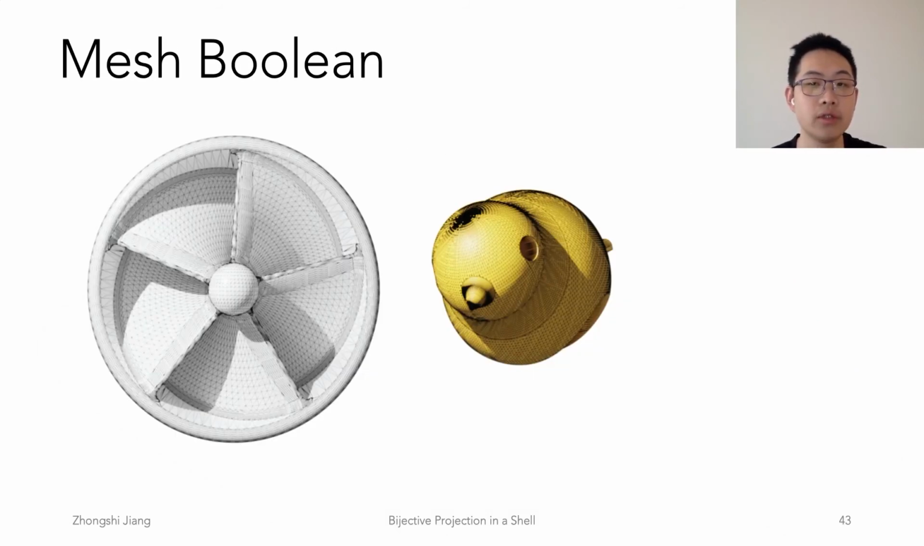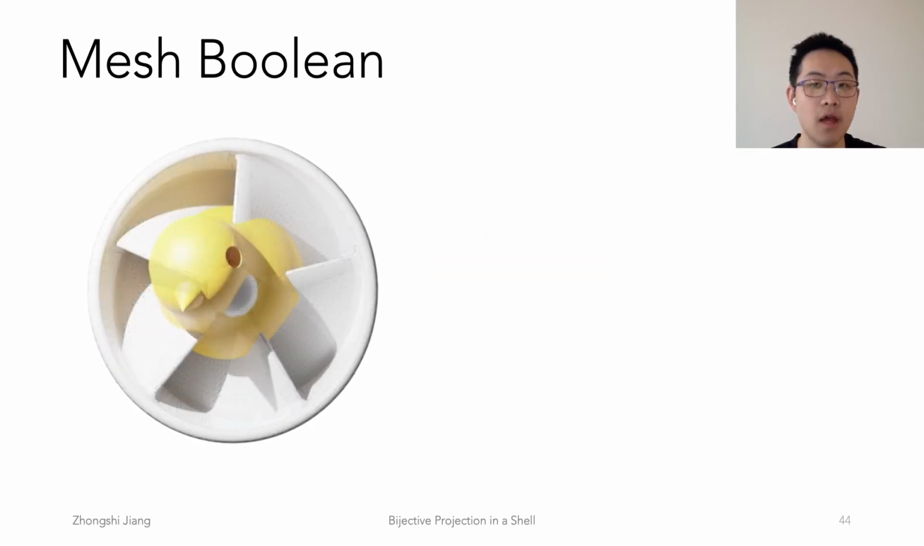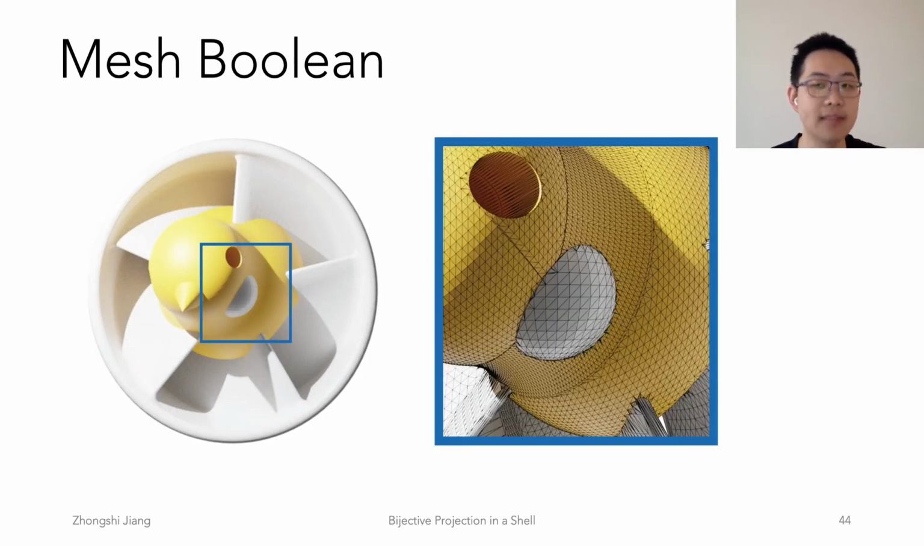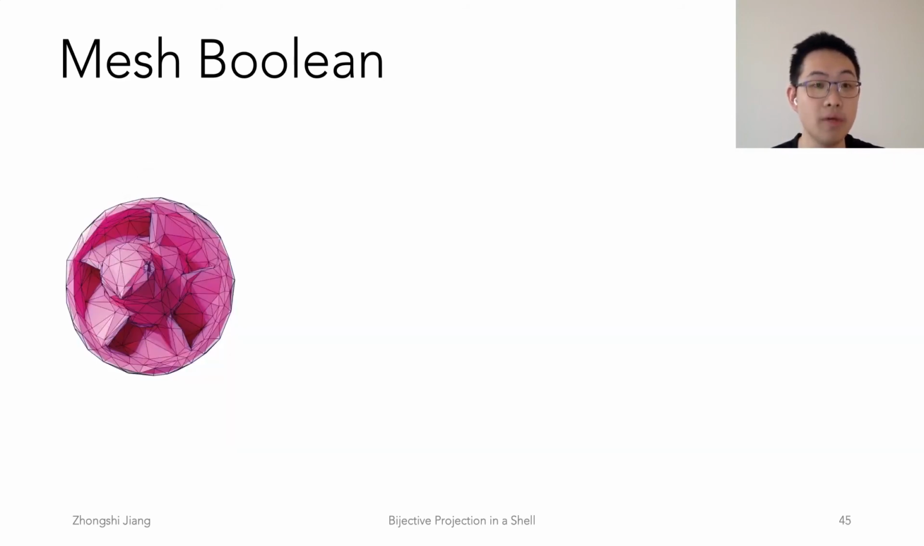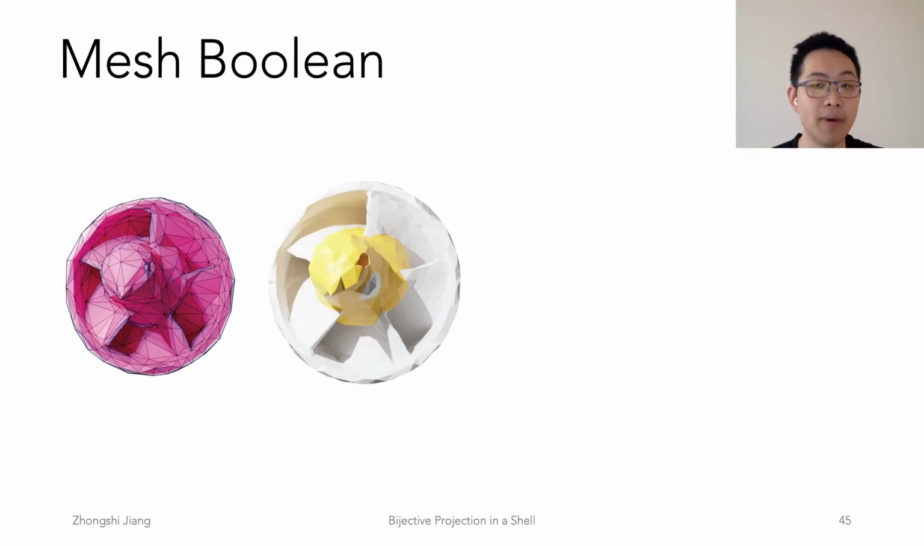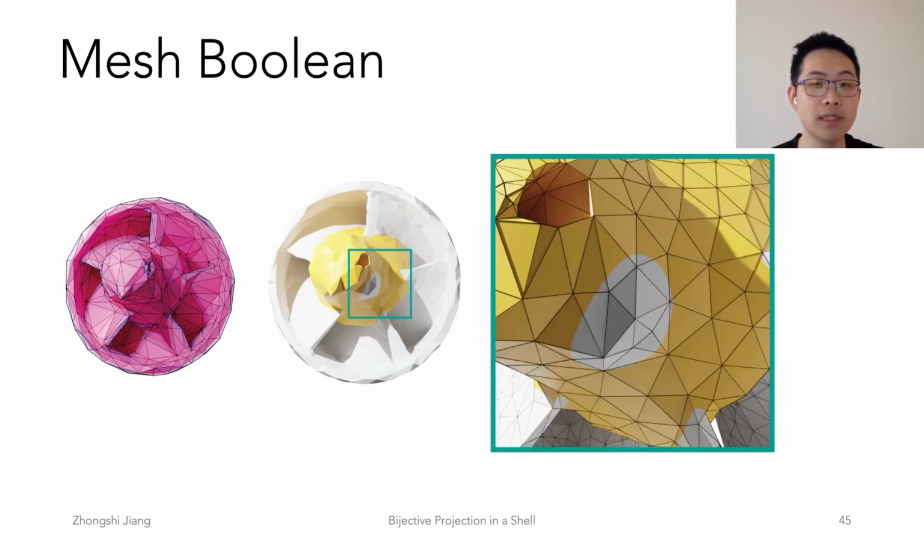We can also use our construction to assist mesh Booleans. The union of two meshes can be low quality and dense, especially around the interface. We build a shell and optimize and simplify the mesh inside the shell to have a high-quality and coarse representation, with the colors bijectively and exactly preserved.